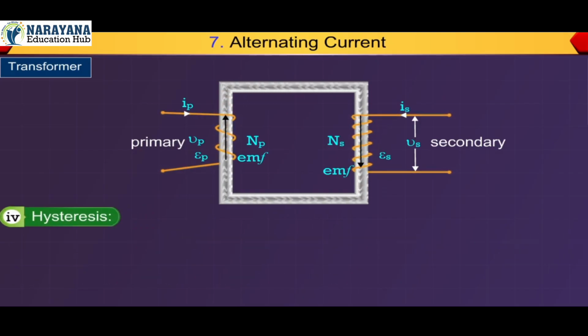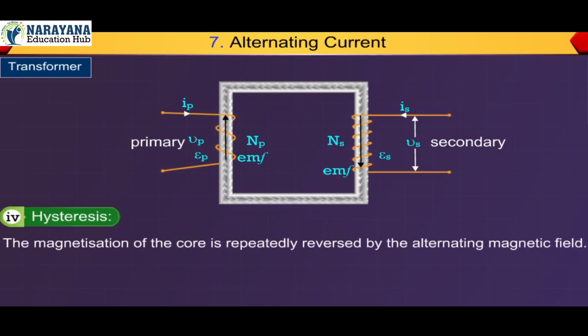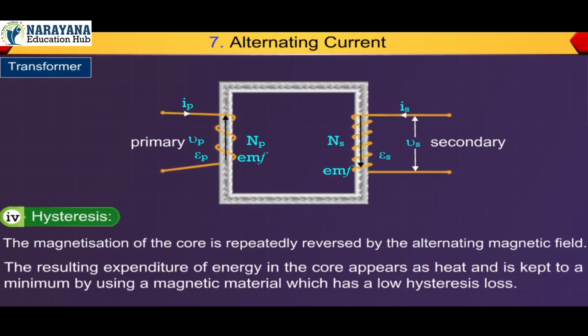Number 4. Hysteresis. The magnetization of the core is repeatedly reversed by the alternating magnetic field. The resulting expenditure of energy in the core appears as heat and is kept to a minimum by using a magnetic material which has a low hysteresis loss.